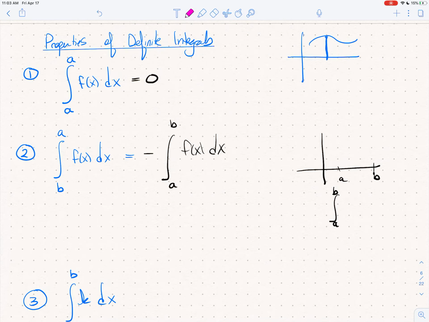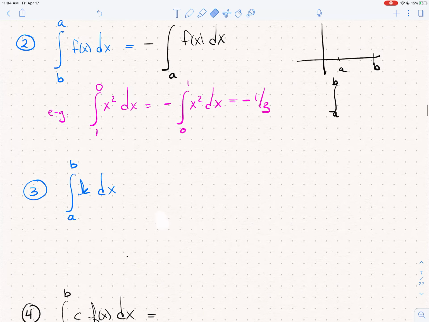Let me squeeze in a little example just to show you this. So example, if I want to go the integral from 1 to 0 of x squared, this is the same as negative integral 0 to 1 of x squared. And we just did this part. We just computed two videos ago that the integral from 0 to 1 of x squared is 1/3. So this integral is negative 1/3. So anytime you need to switch these numbers to get them in the right order, you just pop a negative out.